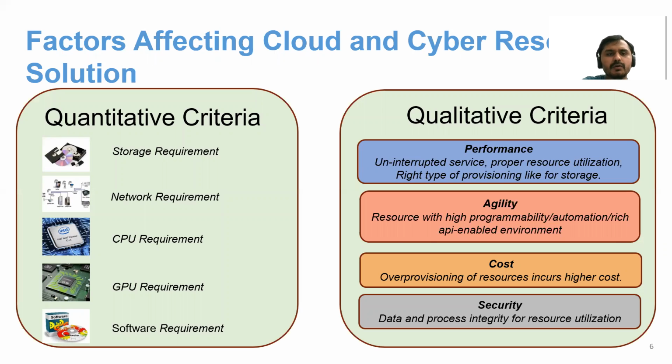Any workflow execution for a user or a researcher has to be taken care of in two ways. One is quantitative criteria of selection of resource for the workflow, and the other is qualitative criteria. In the quantitative one, there are specific needs of the workflow like CPU or RAM, while with qualitative, it's more towards what researchers want from the infrastructure, and which includes performance, agility, cost, and security of the solutions.